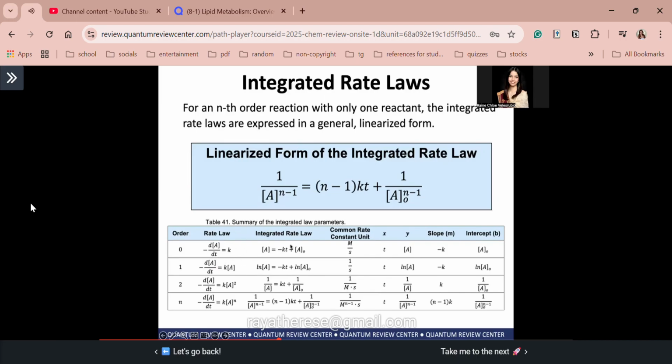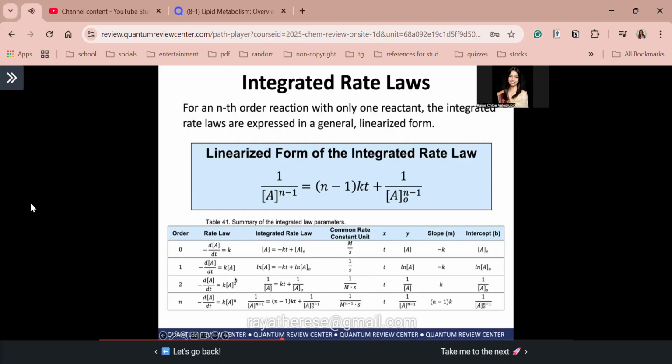Okay, where the integrated rate law is equal to A, the concentration of A is equal to negative Kt plus A naught. Common rate unit M over S, and then again M over S for zero order. And our X value is usually T, the time, the Y value is just the concentration, and the slope is negative K, and the intercept is A naught. So guys, maganda itong reference kapag kailangan yung mag-graph ng mga certain given data. Okay? Next for first order, guys.